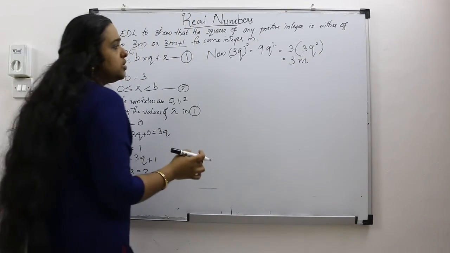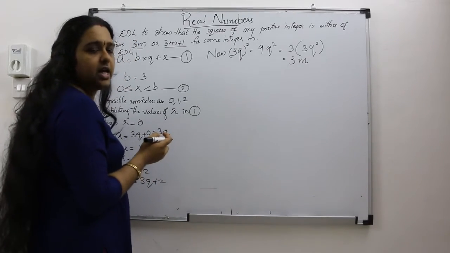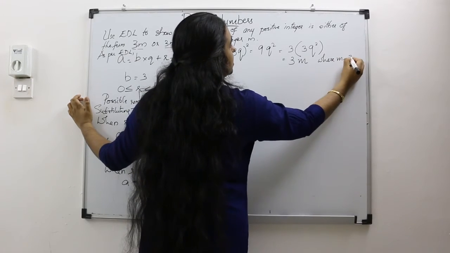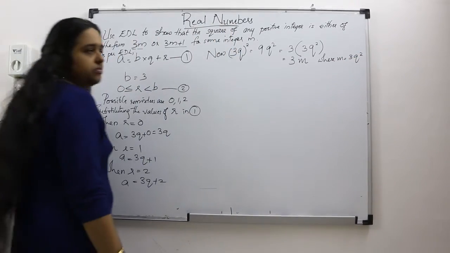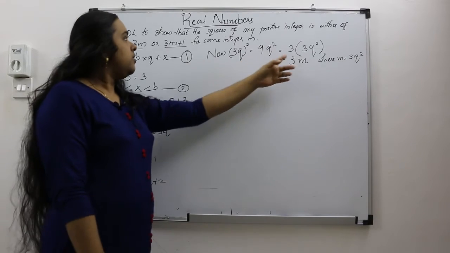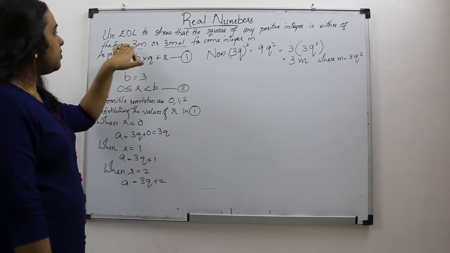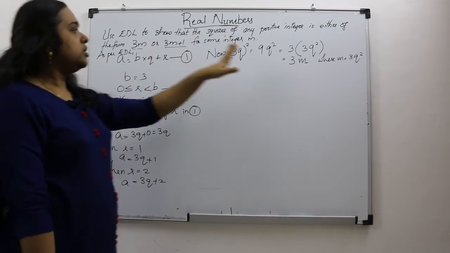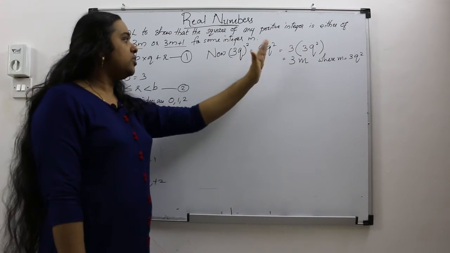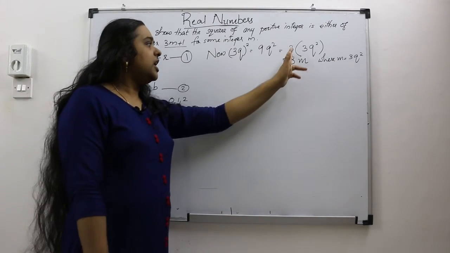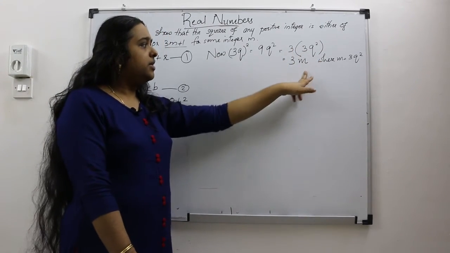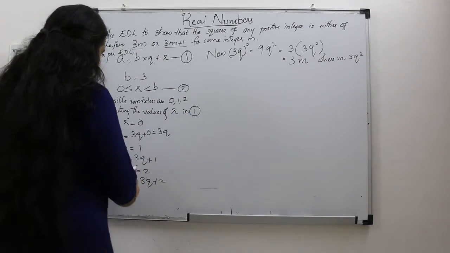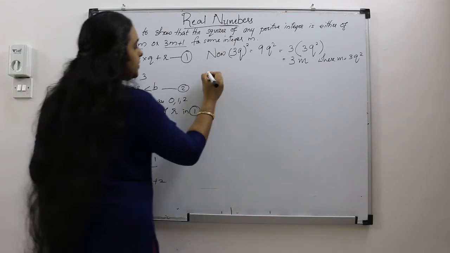I am going to substitute 3q square with m, where m equals 3q square. No doubt, just a substitution. We need it in this form, a multiple of 3, a product of 3 into m. So I just took 3 from 9q square and it became 3 into 3q square, which is equal to 3m, where m equals 3q square. Okay, now next value is 3q plus 1.